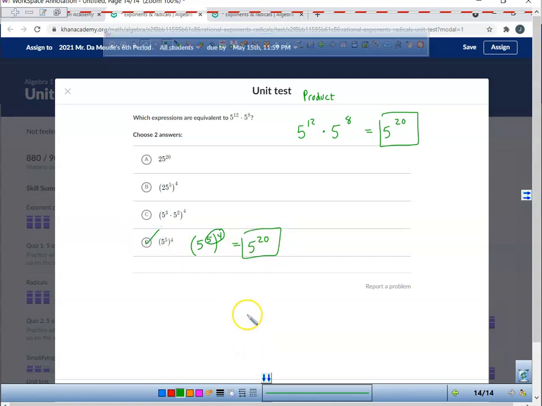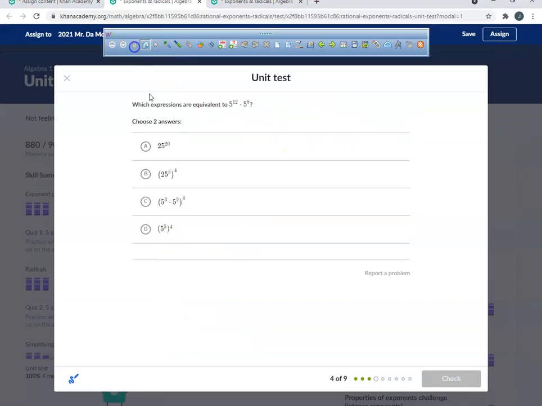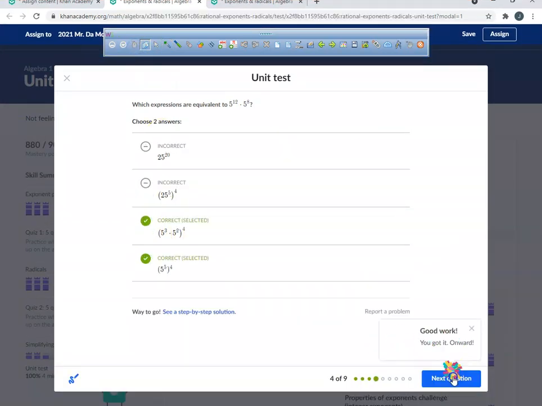Okay? And I think I found the other answer. Check this out. If I have 5 cubed times 5 squared to the power of 4, I can add those together and I get 5 to the power of 5 by adding them together. But then I have what's called the power property. I can multiply those together, and that's 5 to the power of 20. So these are exactly the same. So it says choose two answers. These are the guys that are equivalent to this expression right here. So I'm going to choose C and D.